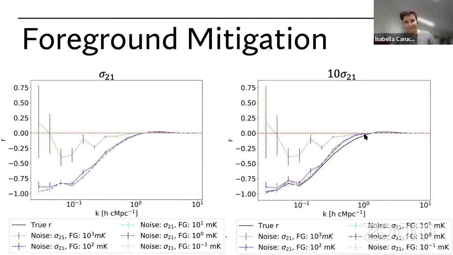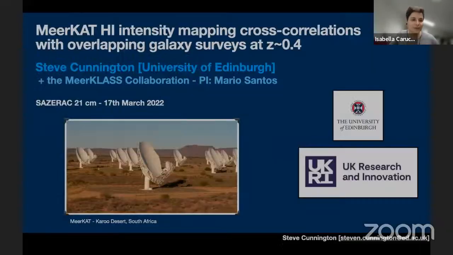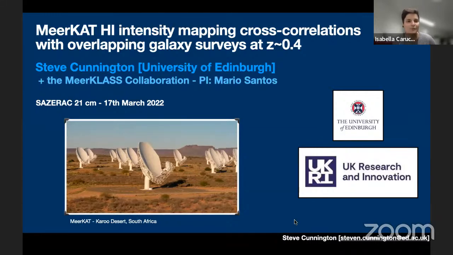Okay, cool. Thank you very much. I think we can move on with Steve. Hi, Steve. Yeah, okay. Hey. So Steve Cunnington from the University of Edinburgh, and he's going to tell us about Meerkat H1 intensity mapping cross-correlation with overlapping galaxy surveys at redshift of about 0.4.